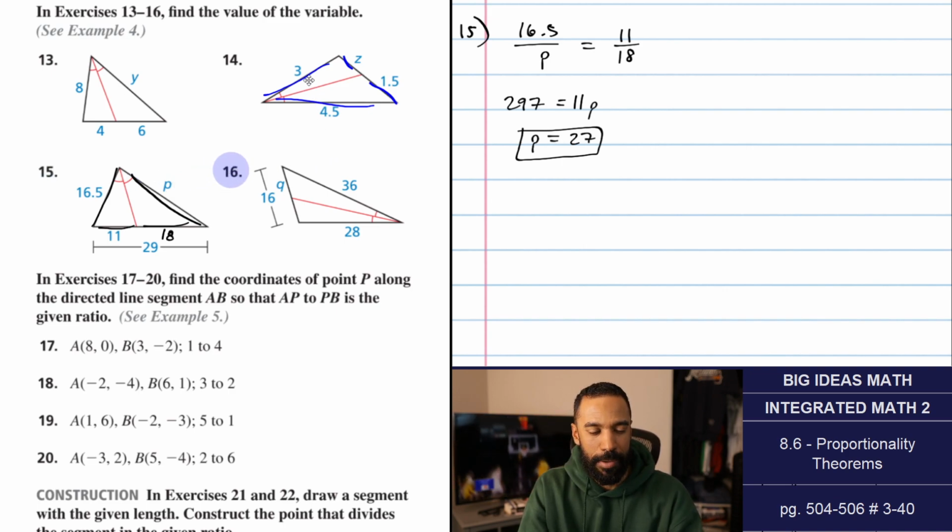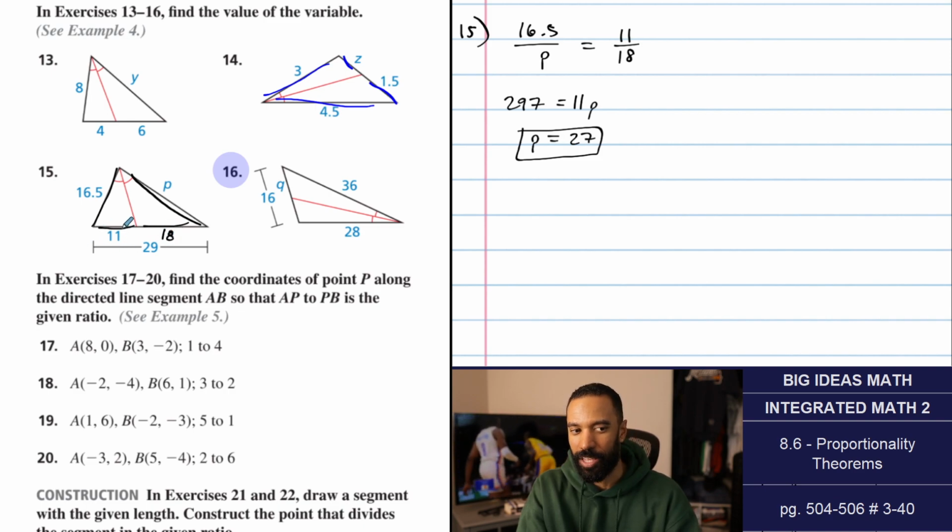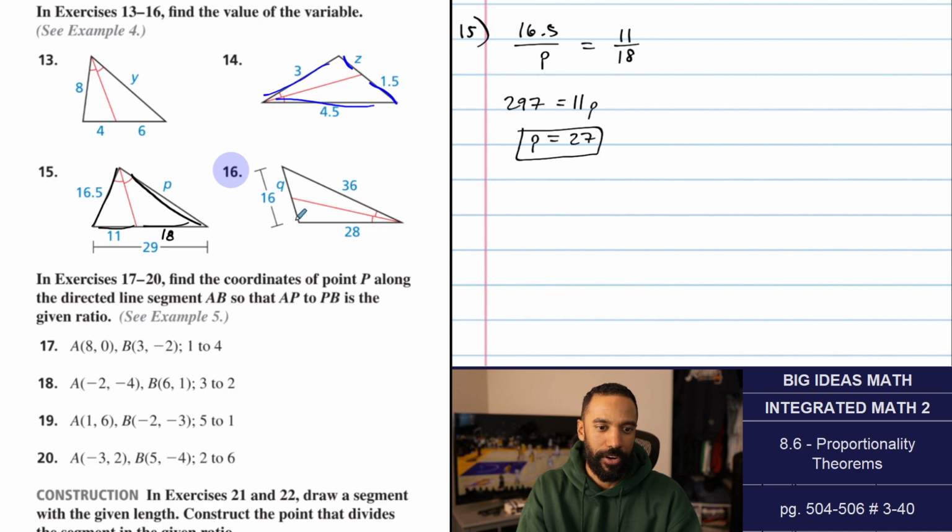See, 16 has the same conundrum, if you will, where 16, the length, is the whole thing, but I don't want the whole thing. I want the split part. How did I get 18 here? I did 29 minus 11. So I have q here. How am I going to get this length with this being 16? It's 16 minus q. So that guy's 16 minus q.